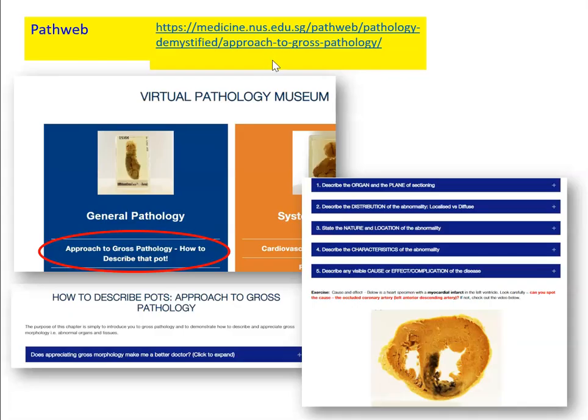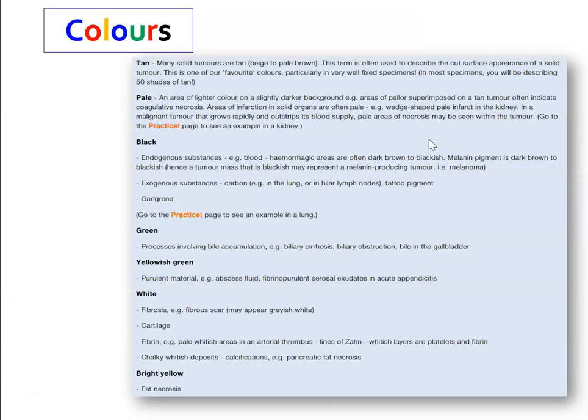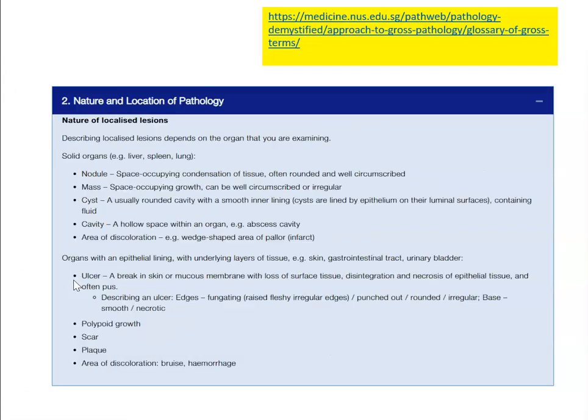And here is one of the resources that you may look up online. So this is PathWeb. You can just Google PathWeb and look at the Virtual Pathology Museum. There is a chapter on approach to gross pathology, how to describe that part, which also corresponds to description of gross pathology specimens. And here is just a sample of one of the pages showing you the different colors. Here is another page showing the descriptions of various discrete lesions that you may see as well.